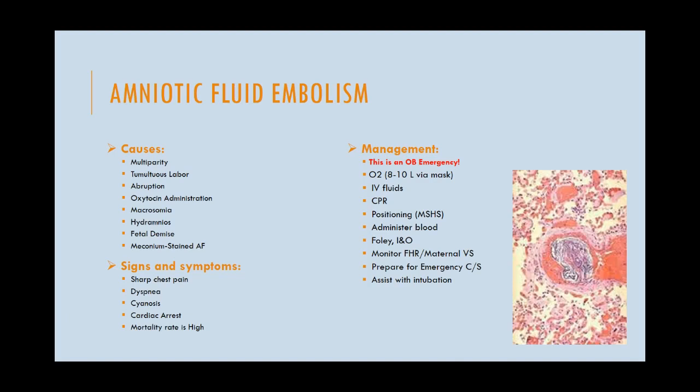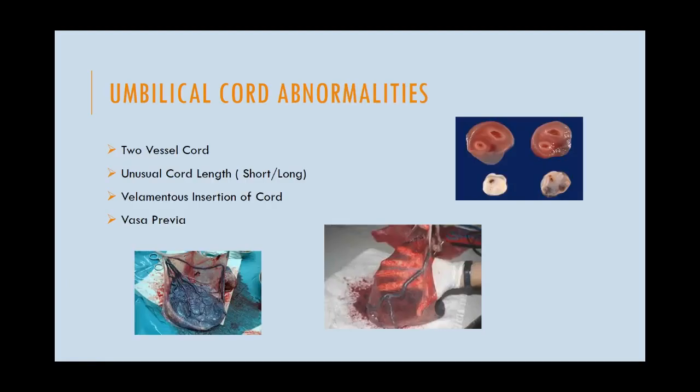This is an obstetrical emergency, and if it happens, we want to throw on some oxygen at 8 to 10 liters via a mask. We want to start running in some IV fluids as quickly as possible. We want to begin CPR, start some proper positioning depending on if the baby's being delivered or not, administer blood. Mom may need a Foley so we can monitor her urine output. We obviously want to monitor the fetal heart rate and maternal vital signs, prepare mom for a C-section if she is still pregnant, and assist with intubation, because these moms are not going to be able to breathe.